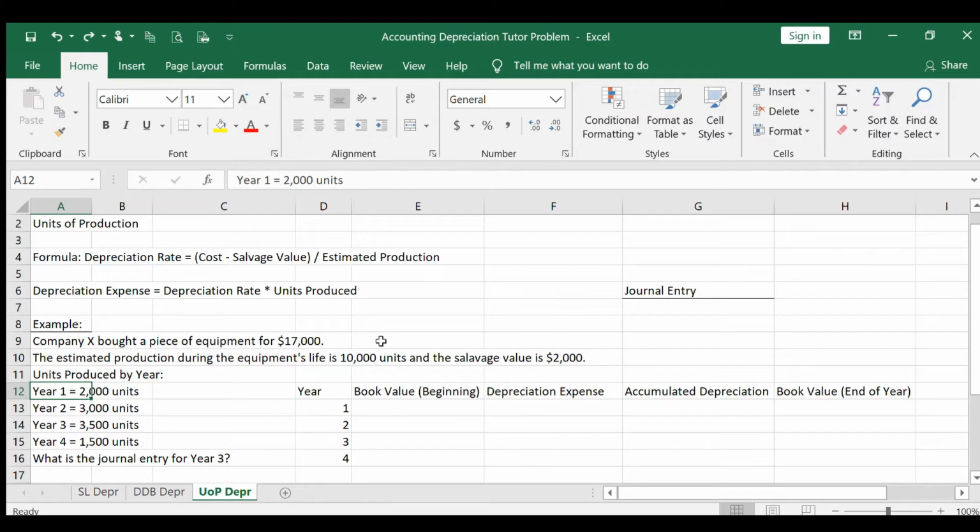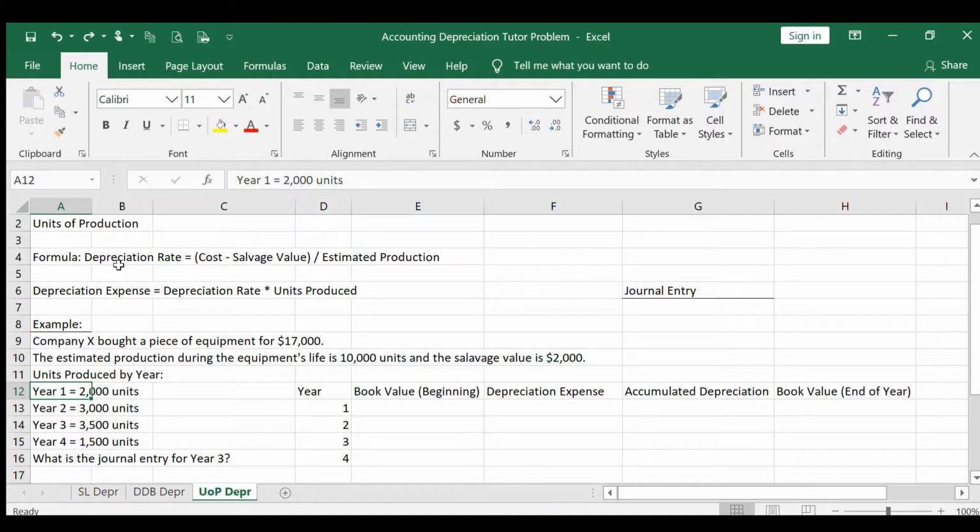So why don't we jump in, and if you need any help with straight line depreciation or double declining balance, we do have videos that I've created that you can look up and help you out with that. But moving on to units of production. So the first thing we need to look at is our formula.